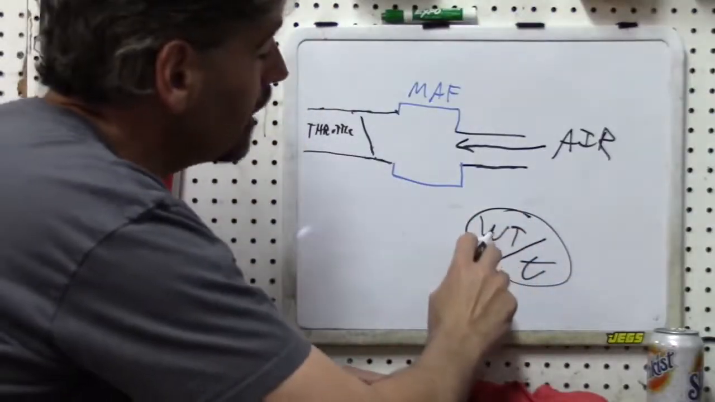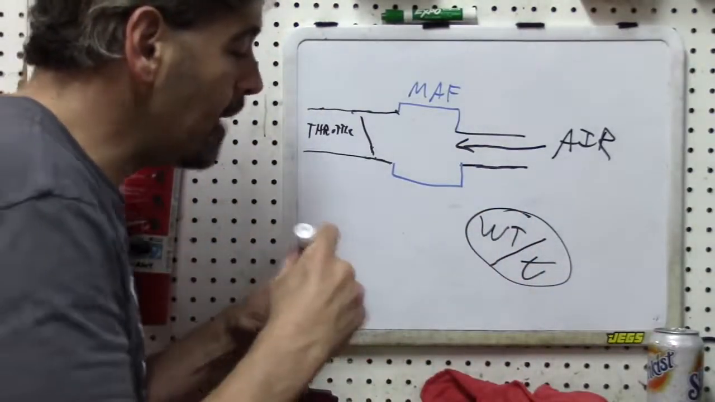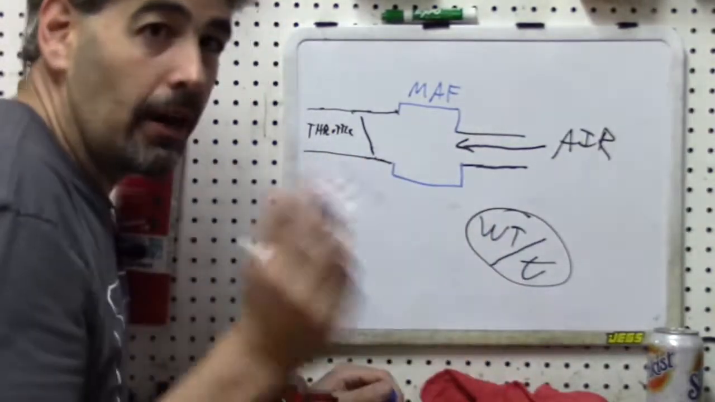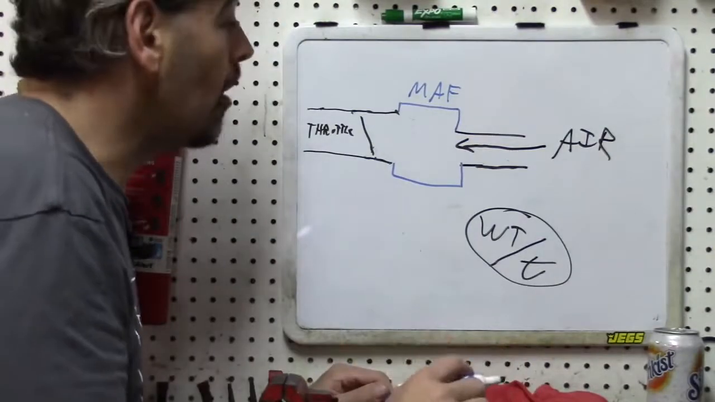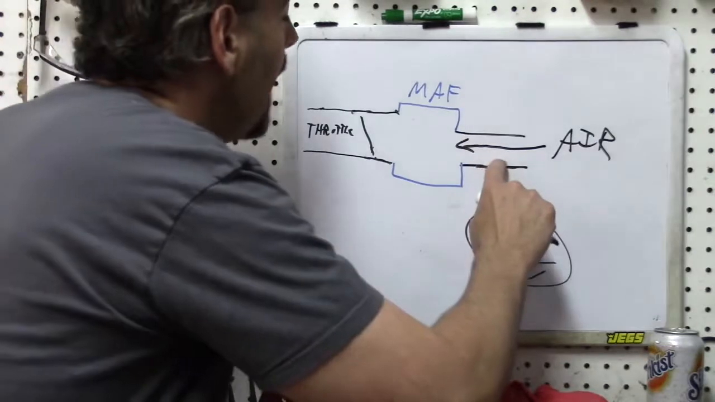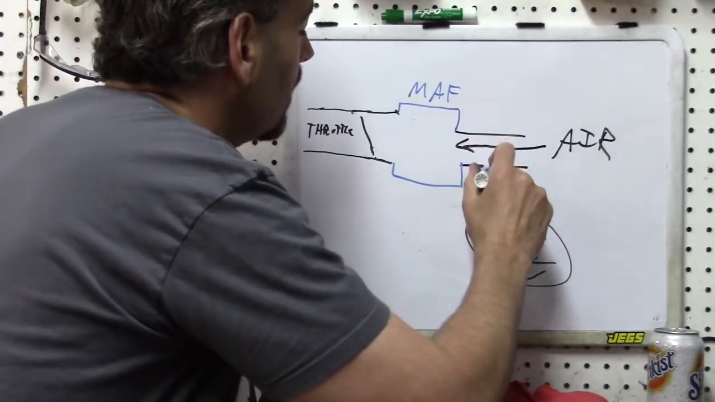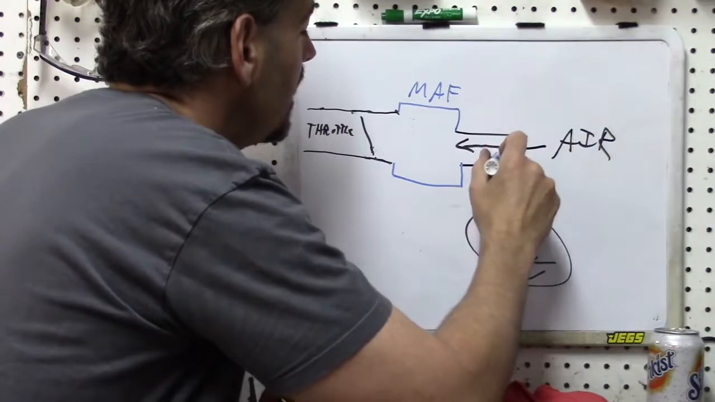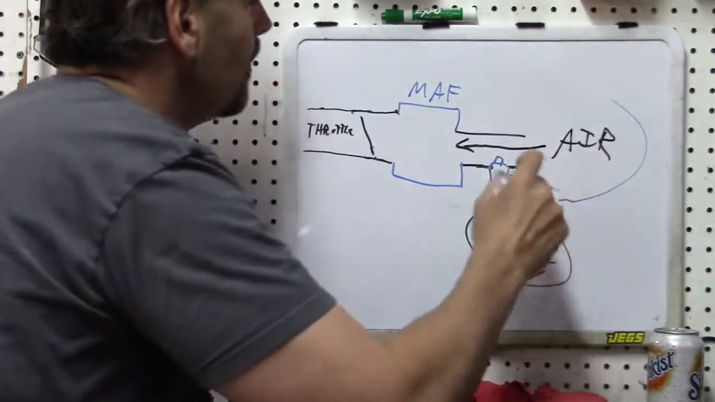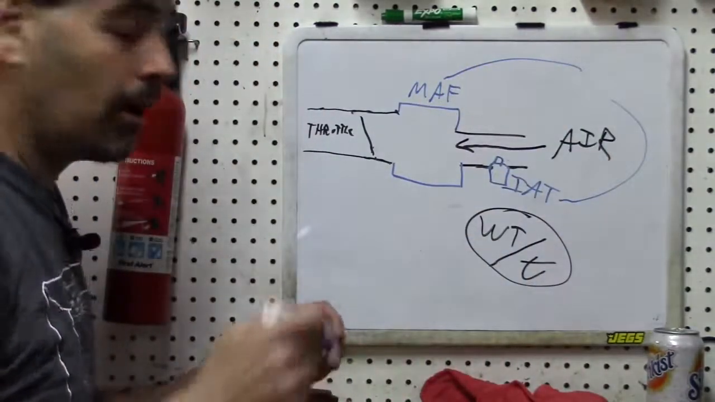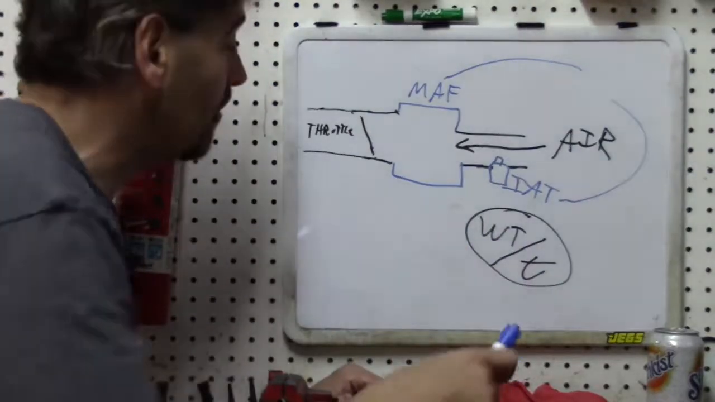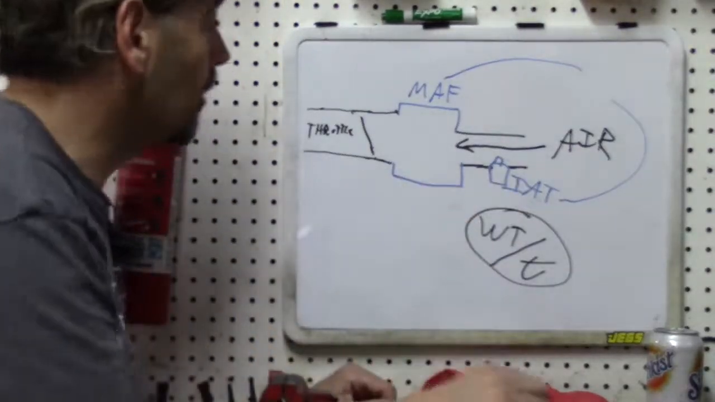In order to measure the weight of the air, one thing to keep in mind before I describe how it operates is that the weight of the air is going to vary depending on its temperature. Colder air is denser than warmer air, so the MAF is going to be in direct communication with your intake air temperature sensor. And knowing the temperature and knowing the volume of the air coming in, the PCM is able to very accurately calculate the mass of air coming in over a given time.